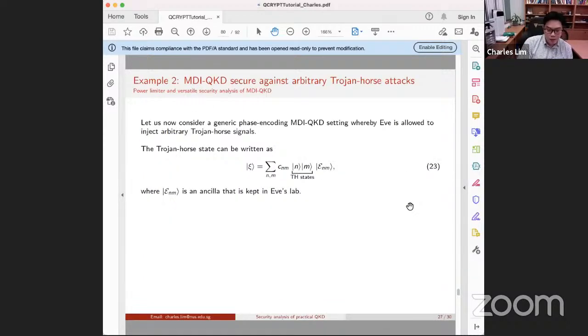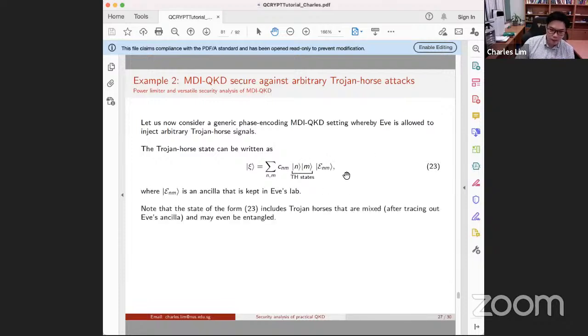Okay, so I'll just run you through how we can actually compute security against any sort of Trojan horse states that Eve can imagine, based on the technique that we have. A generic Trojan horse state can be written in this form. This is an entangled state that looks at the photon number state that Eve injects into Alice and Bob's system, which could be entangled with, let's say, an ancillary state of the adversary, Eve.